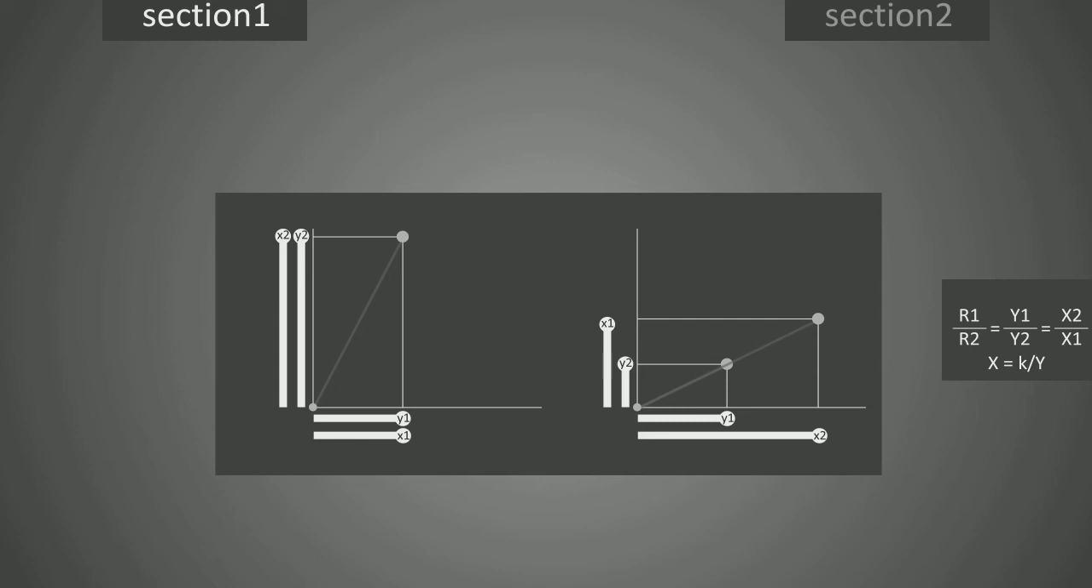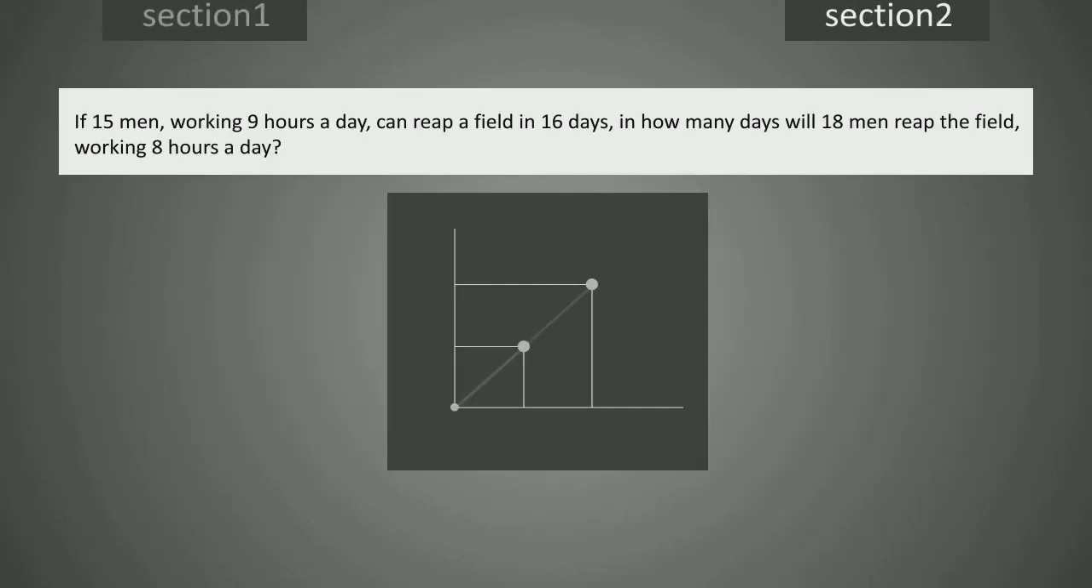Now let's move to section 2, problem 1. If 15 men working 9 hours a day can reap a field in 16 days, in how many days will 18 men reap the field working 8 hours a day? Let's see how these things are related to each other, whether they are in direct proportions or in inverse proportions. As the men increase, the days they have to work decrease because they can finish the work in less time, making them inverse proportions.